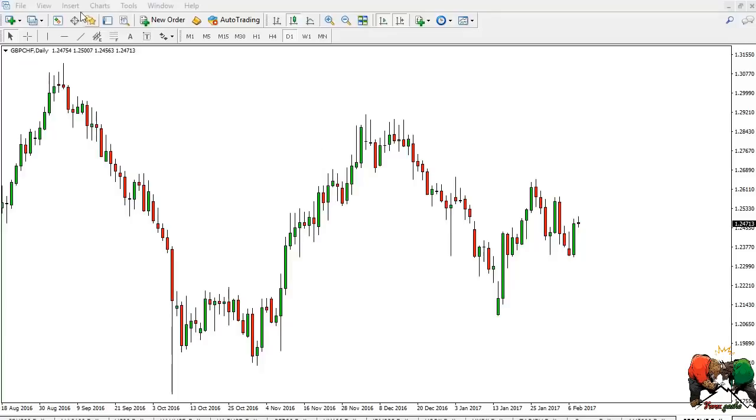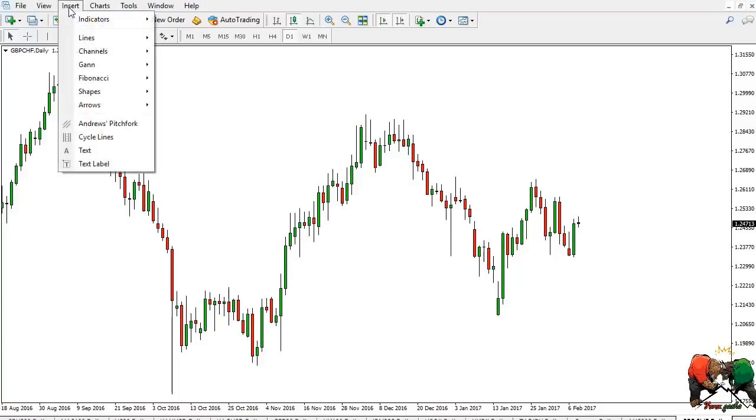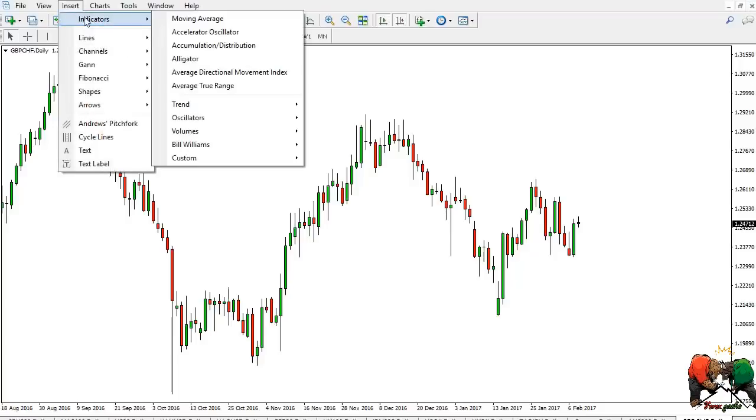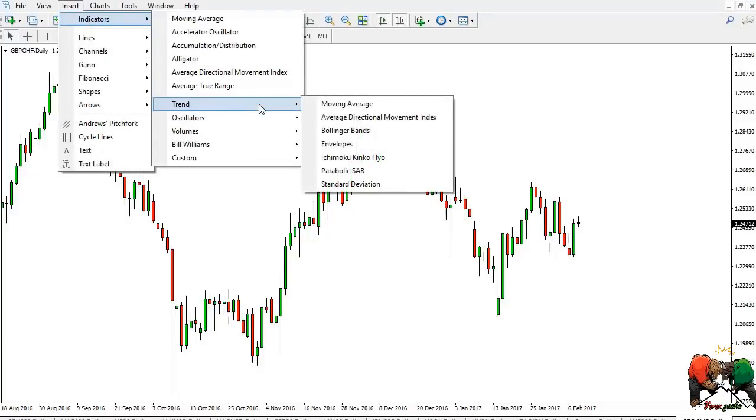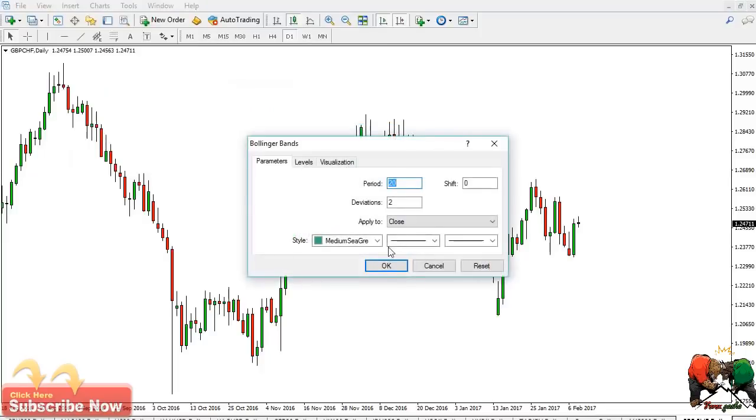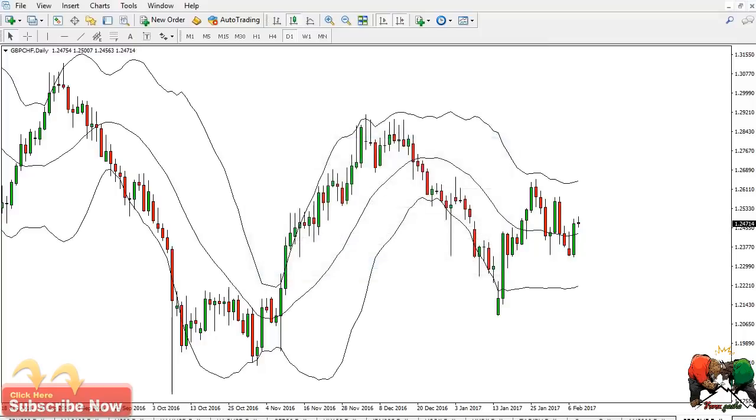The first thing you'll have to do on your MetaTrader 4 platform is insert indicator, and you go down to trend and then Bollinger Bands. I'm going to go ahead and change these to black just to make it a little easier to see. And you can see the three lines pop up on the chart.